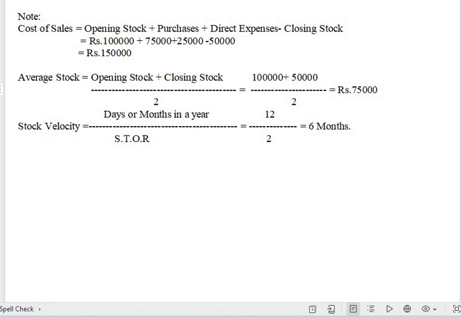So these are the basic ratios we use for computing turnover ratios.